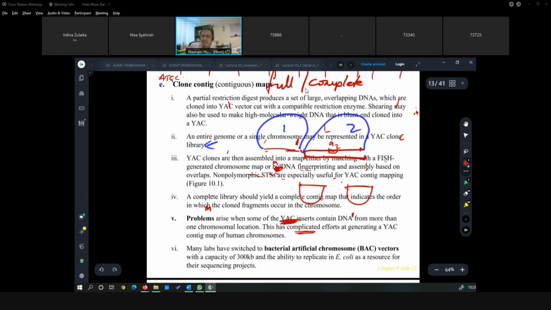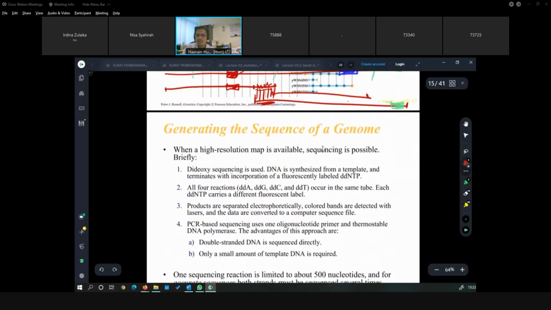So you can cut into smaller pieces and then clone into what you call a bacterial artificial chromosome. But the concept is still the same, whereby you have the fragment cloned into the bacteria chromosome. And then you have a shorter version of the original contact map. So you can do sequencing and then you assemble based on the overlapping again. That is how it is done.